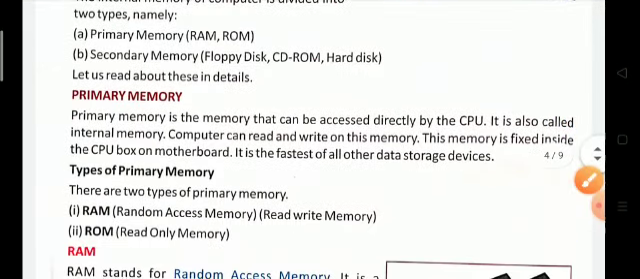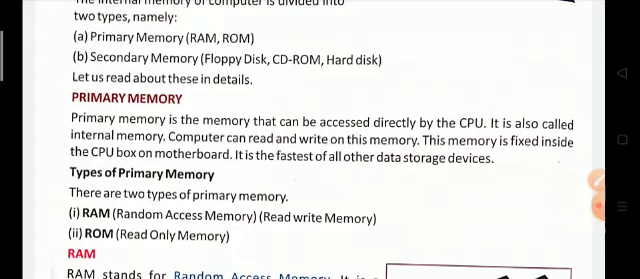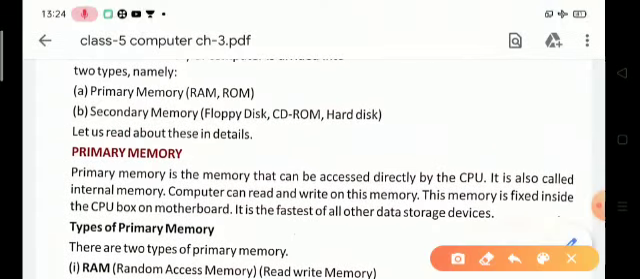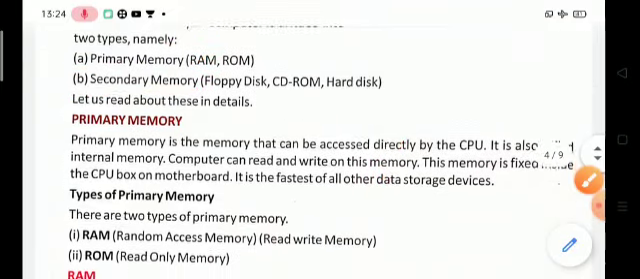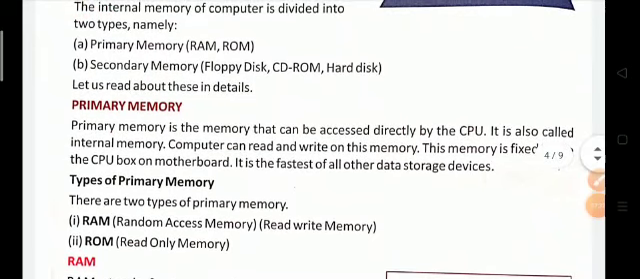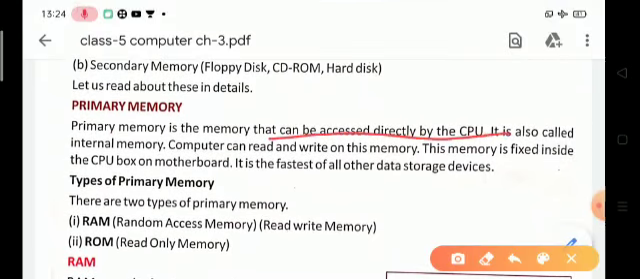Now, the types of memory. The internal memory of a computer is divided into two main parts: primary memory and secondary memory. Primary memory means RAM or ROM. Secondary memory means floppy disk, CD-ROM, hard disk. The first one is primary memory. Primary memory, students, is the memory that can be accessed directly by the CPU.